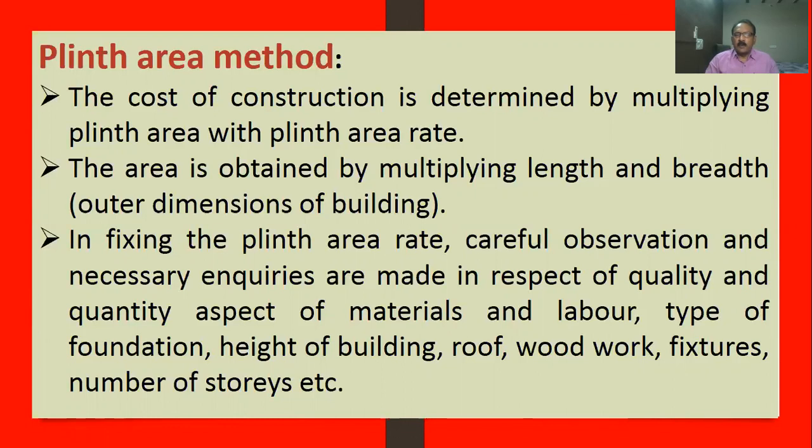The area is obtained by multiplying length and breadth. This is very simple. What is area? Length into breadth. Outer dimensions of the building, not inner dimensions. Inner dimensions are different from outer dimensions. We have to include wall width. So this area is obtained by multiplying length and breadth, that is the outer dimension of the building. Only the outside of the building, length and width, will be calculated.